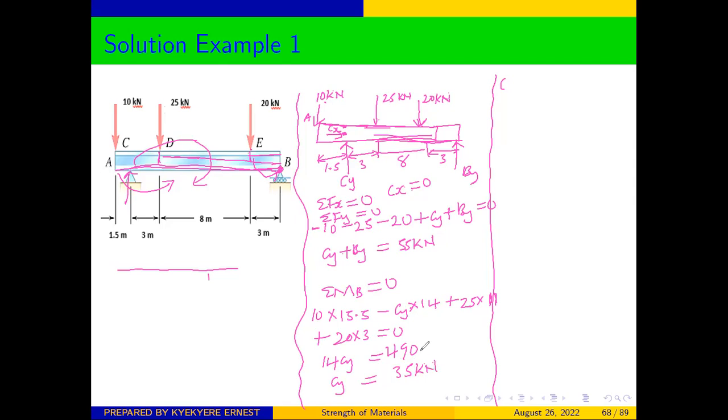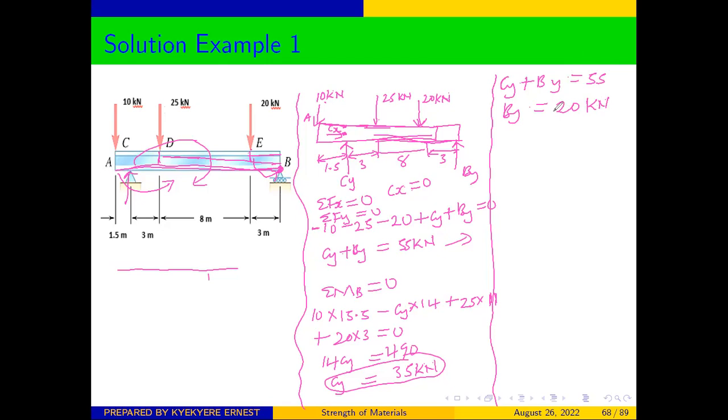Once we are done determining CY, we can put the value of CY in this first equation here. Then we can get BY. So from there, we can say that CY plus BY is equal to 55. And from there, BY will be equal to 20 kilonewtons. Just put the value of CY here and you bring it to that side. So 55 minus 35.